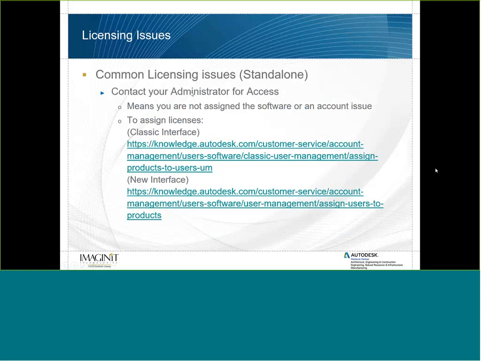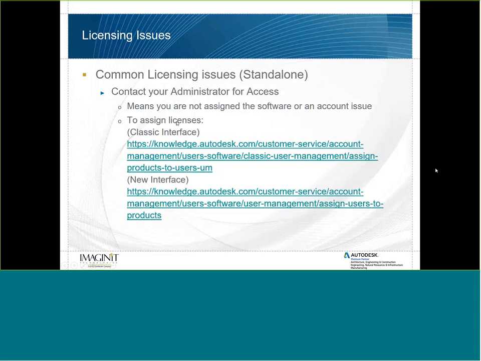So those are all the basic install troubleshooting issues. Now we're going to talk about the licensing issues. The most common licensing issue we see for standalone licenses is you put in your serial number, you put in your username and password under subscription, and the first thing it does is pop up this box that says contact your administrator for access. What this generally means is that you are not assigned the software, or there is an account issue if you are assigned.